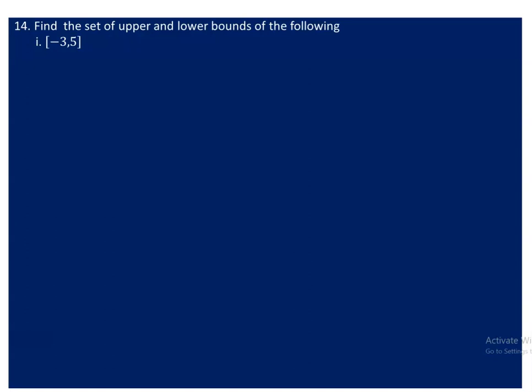Okay, so having this into account, you are asked here now to find the set of upper bounds and lower bounds for the given interval. So here it is from -3 to 5. So how can we find the upper bound and lower bound of this one? Simple. So clearly the solution goes like this.